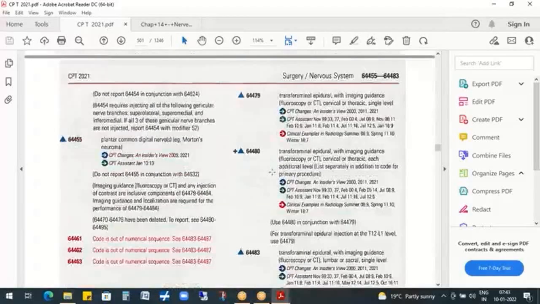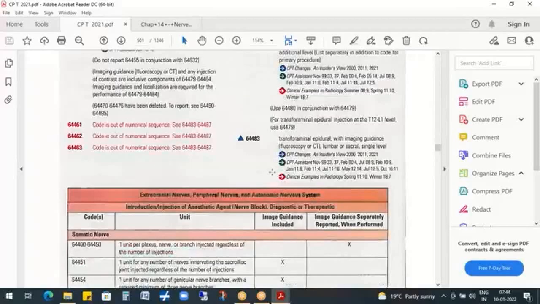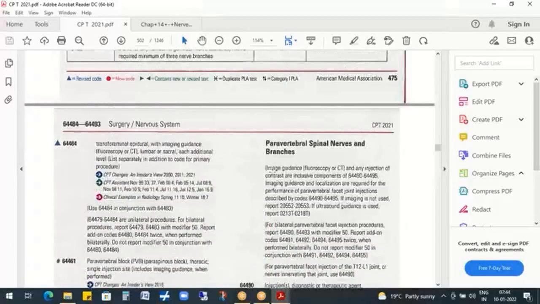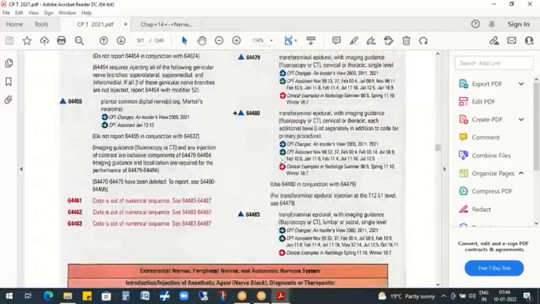Here, mark the important codes: 64479, 64480, 64483, 64484. Okay, now you can see the codes here. How can we read the code description 64479?